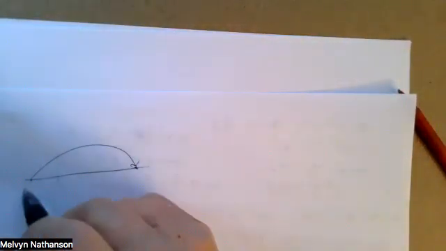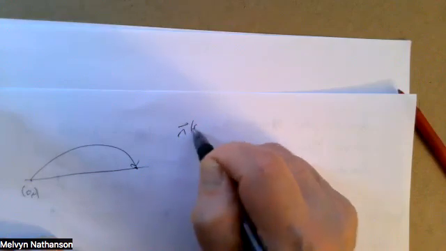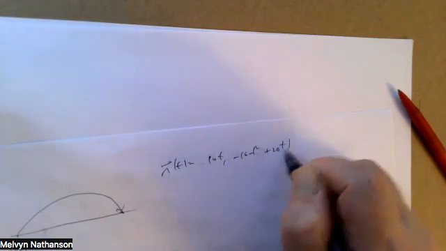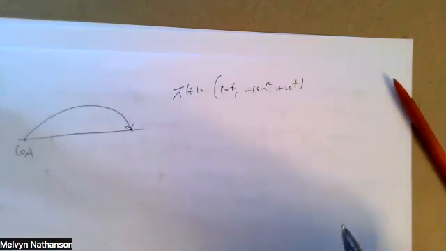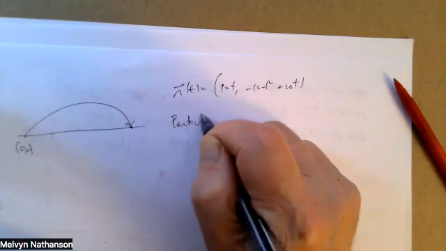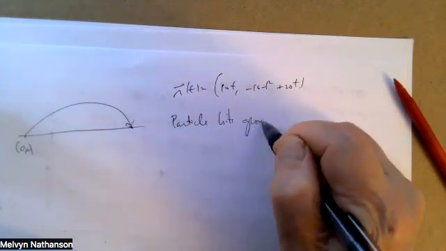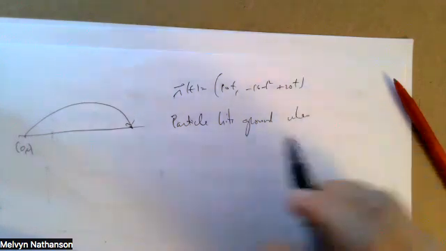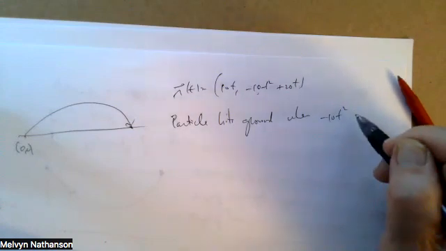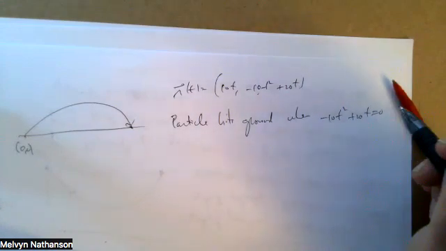So for this particle, the position at time t is 10t, minus 16t squared plus 20t, if I did my arithmetic correctly. So when does it hit the ground? The particle hits the ground when the y-coordinate is 0. Minus 16t squared plus 20t equals 0.